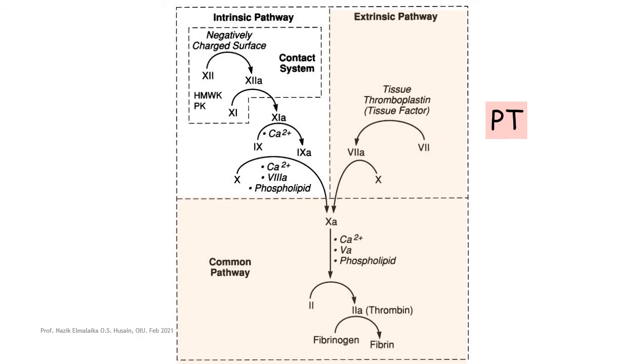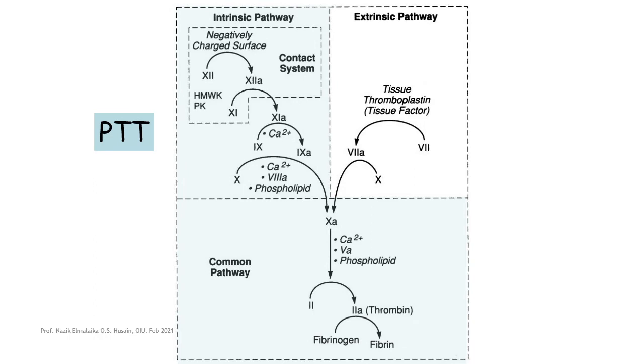You may come to know that there is a coagulation pathway, which is composed of the extrinsic pathway, the intrinsic pathway, and a common pathway. The prothrombin time tests the extrinsic pathway and the common pathway. The extrinsic pathway is composed of factor 7 mainly. Then it joins the common pathway starting with factor 10. So abnormal prothrombin time indicates that there is a disorder in factor 7.